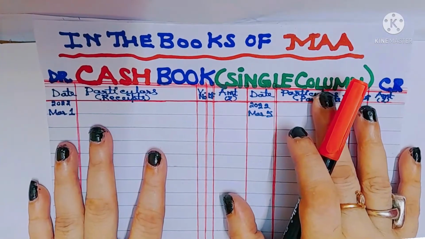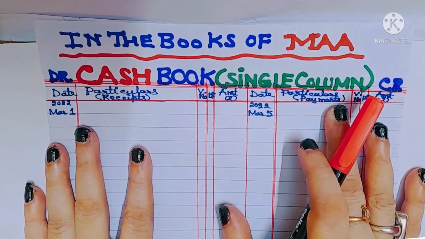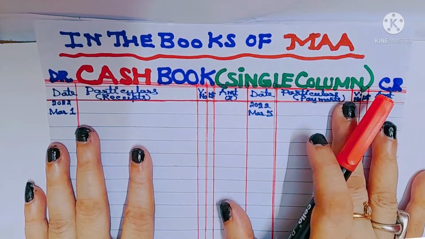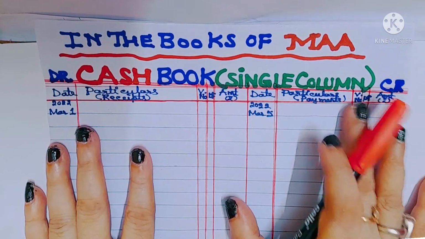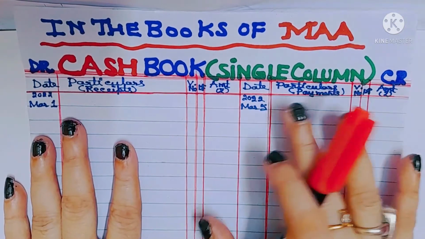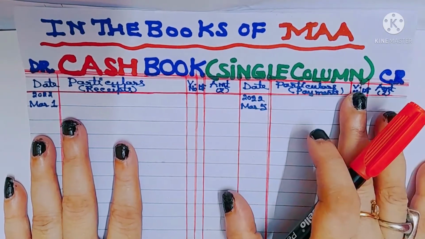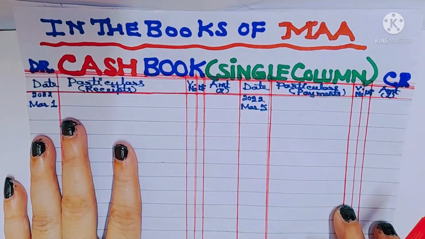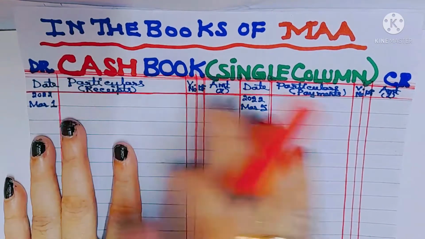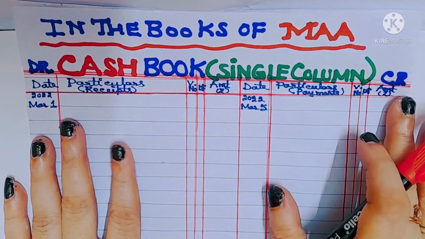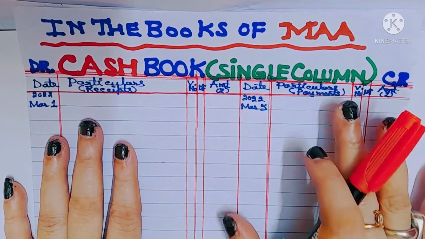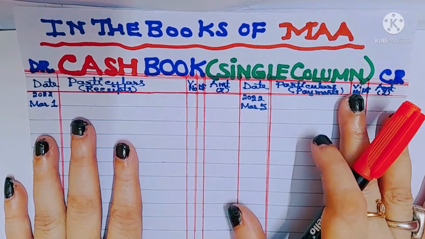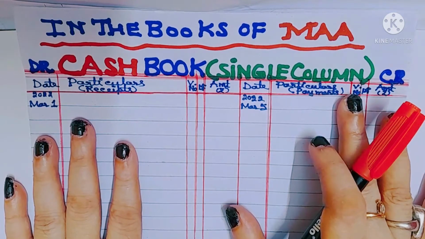Please remember, cash book, be it single or double or triple, does not record credit transactions. A single column cash book only records cash transactions because there is a single column and that is for cash transactions. Cash receipts are recorded on the debit side and cash payments on the credit side. And a single column cash book does not record checks received or checks paid. Now let's go through the problem.